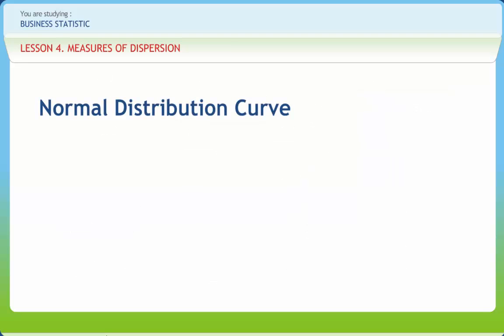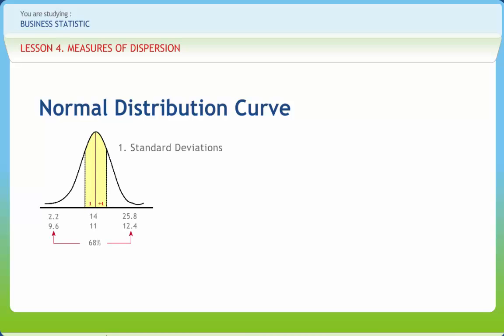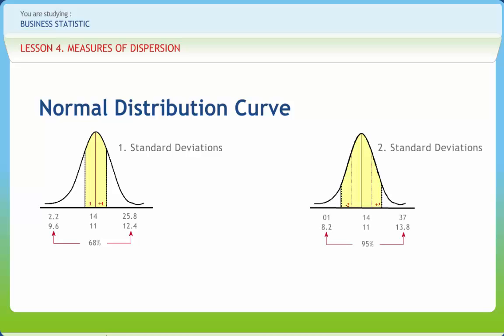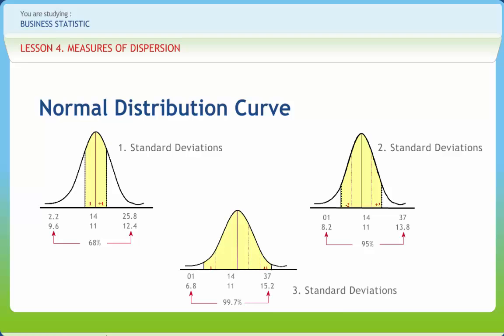Distribution curves are shown in these figures. First standard deviation will lie between -1 to +1, and the area it covers is equal to 68%. Second standard deviation will lie between -2 to +2, and the area it covers equals 95%. Third standard deviation will lie between -3 to +3, and the area it covers equals 99.7%.